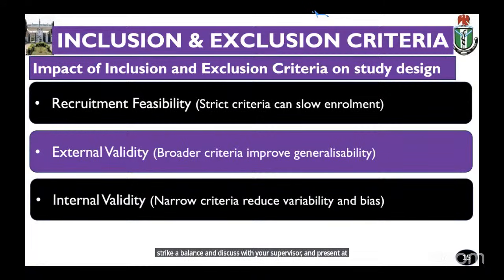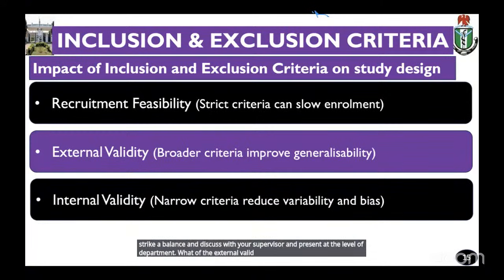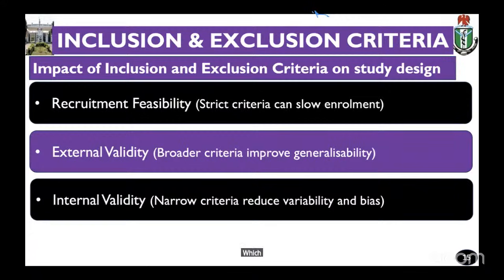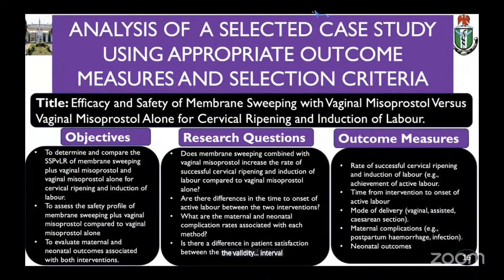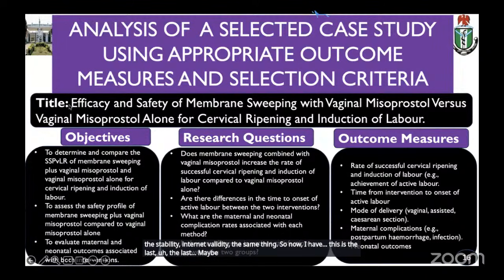What of the external validity? These are the broader criteria which improve generalizability. So these are very important, which I mentioned before. The influence on external validity and internal validity is the same thing. So now, this is the last, maybe I have 2 more slides after this.